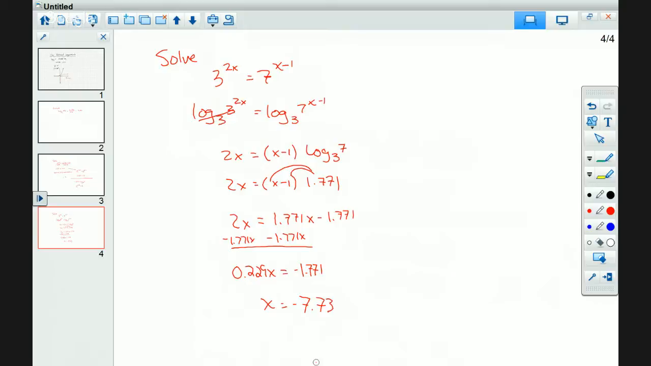Solving equations. Did I use a natural log in that? No, I didn't. You could have. With the change of base here, you could have used natural log 7 over natural log 3. But you don't have to. You got the same answer?